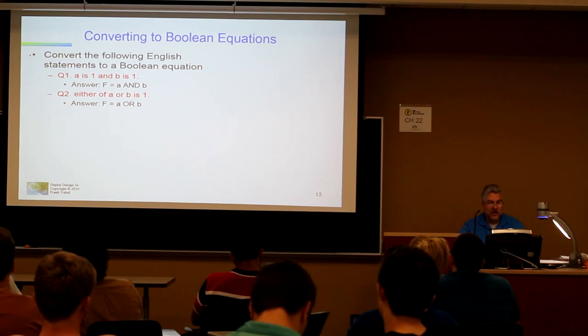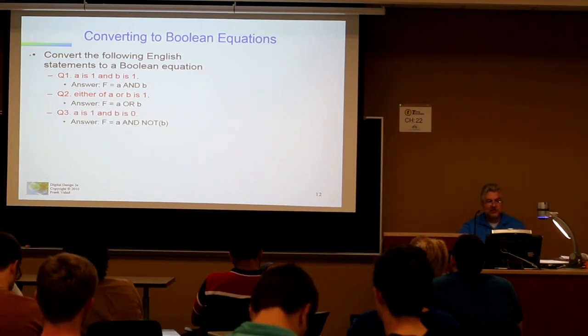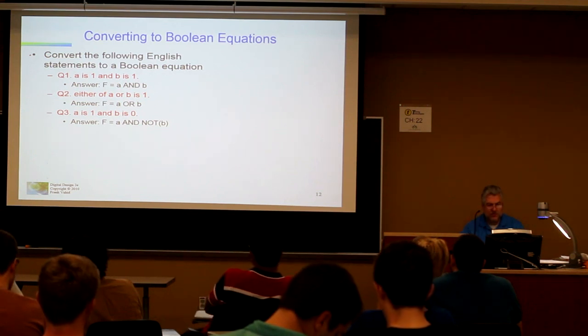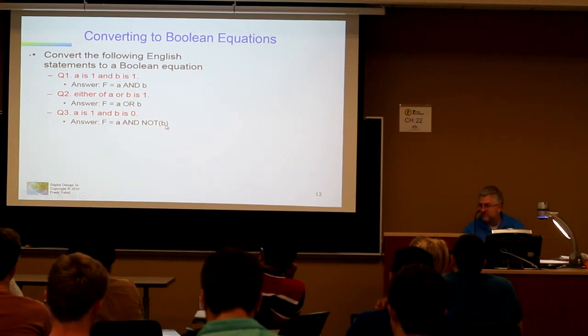Here's another one. Either of A or B is 1. Well, that's just an OR gate, right? Or A is 1 and B is 0. Well, that would be simple. That would be A and not B. Now notice that we put the parenthesis around B because we want to associate the not with just that B.